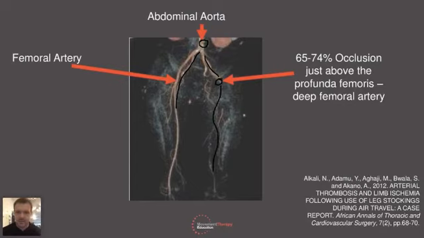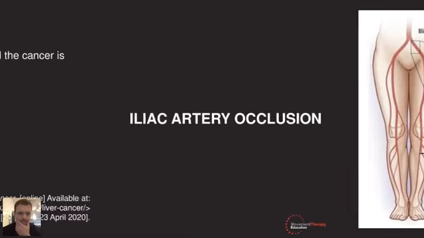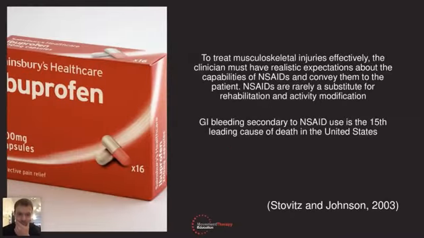Okay, so this guy had a 65 to 74% occlusion just above the profunda femoris. You've got a superficial femoral artery and a deep femoral artery, and this one's the deep femoral artery. So he had pretty much a three-quarter blockage of that artery, so his leg wasn't getting enough blood. There are things that you can check for this. If I just go back a bit, bear with me a sec.